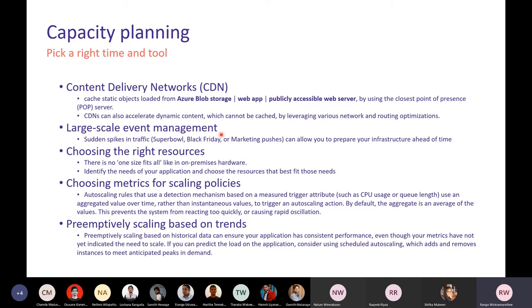And of course, choosing the metrics for scaling policies. Auto scaling rules are the detection mechanism based on measured trigger attributes like CPU, queue length, and aggregated results, like I showed with the query times and things like that. You can make certain policies, and once a policy reaches a certain threshold, it will automatically do something like scaling out or scaling in, and also preemptive scaling based on trends. Based on the trends you found, you might need to add certain schedules and make changes to your scaling plan.